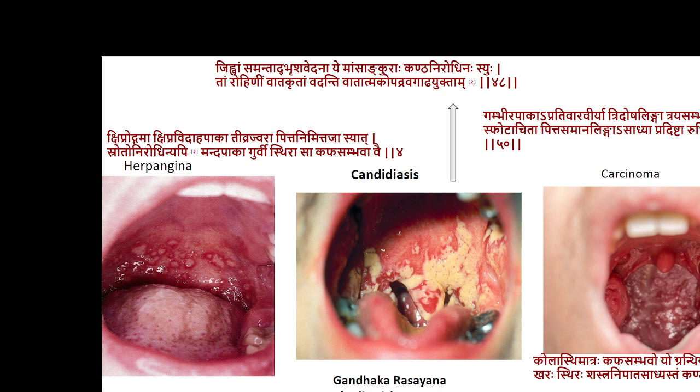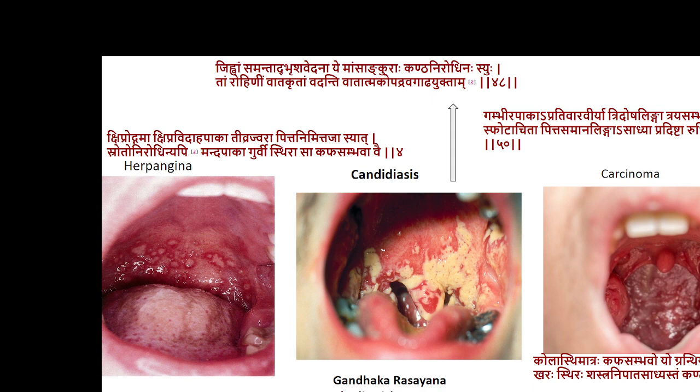Now, some more of those variants of the tonsillar pathologies which can produce confusion in clinical practice and which should be very carefully ruled out would be conditions like herpangina, where herpes presents with pain, or candidiasis, or maybe rarely carcinoma, tumors also can occur.